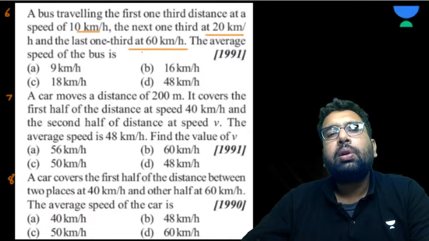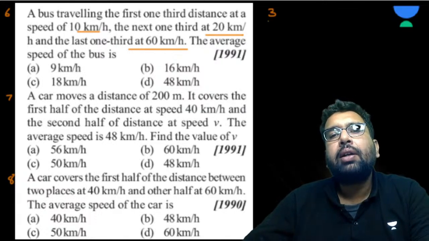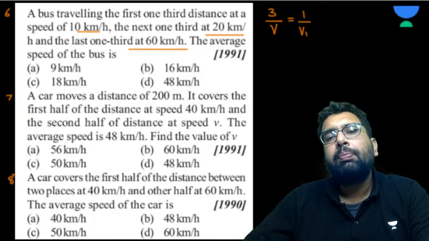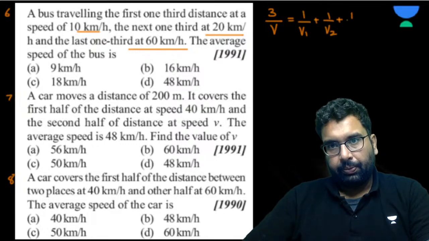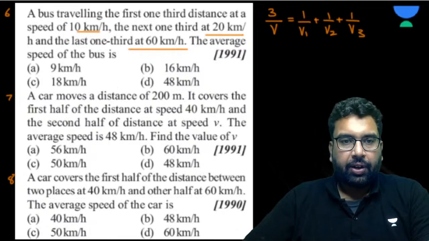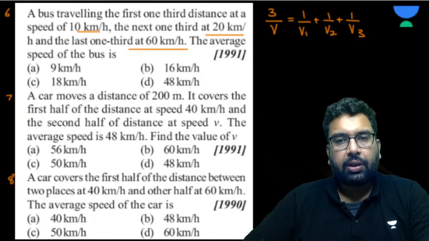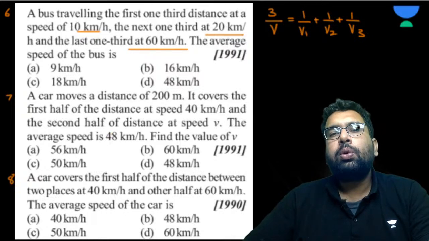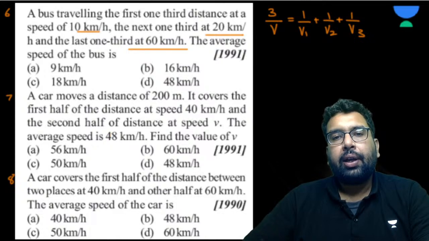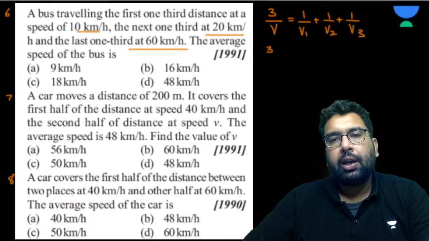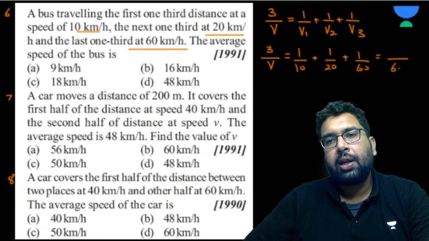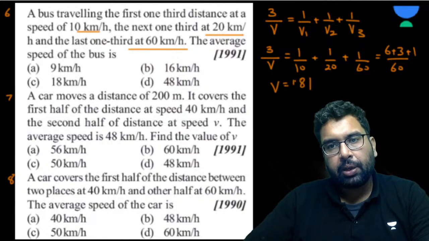Now see what is to be observed here. Three equal distances are traveled at three different speeds. So what we can do? Simple, isn't it? See, these are very frequently asked questions, right? That is why I always tell you, you have to do the PYQs at least twice. So it is going to be 3 upon V equals 1 upon 10 plus 1 upon 20 plus 1 upon 60. This will become 60 over 6 plus 3 plus 1, so it will become 1 by 6. So V is going to come out to be 18 kilometer per hour.